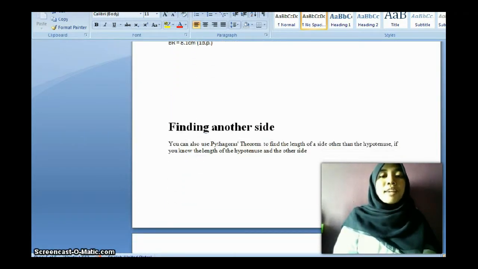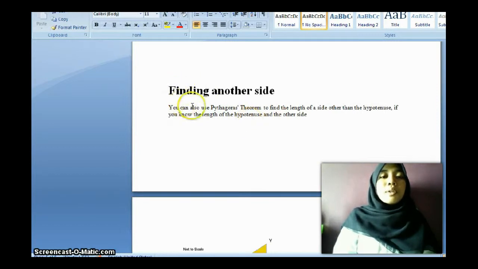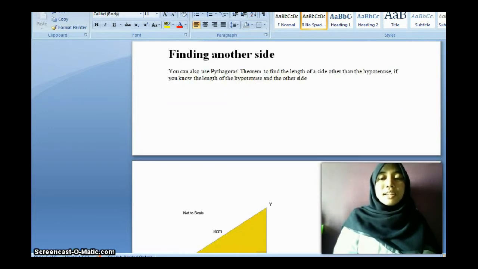Next, about finding another side. We can also use Pythagoras theorem to find the length of a side other than the hypotenuse. If we know the length of the hypotenuse and the other side, then we can find another side.